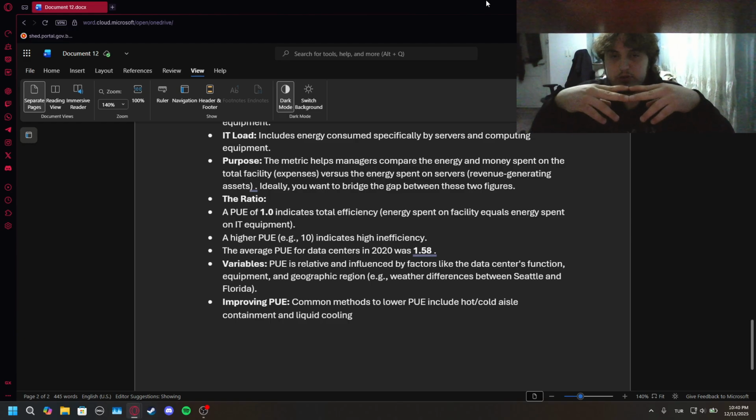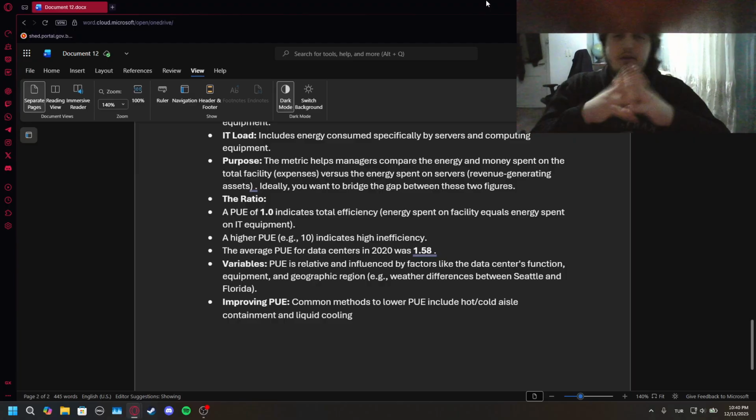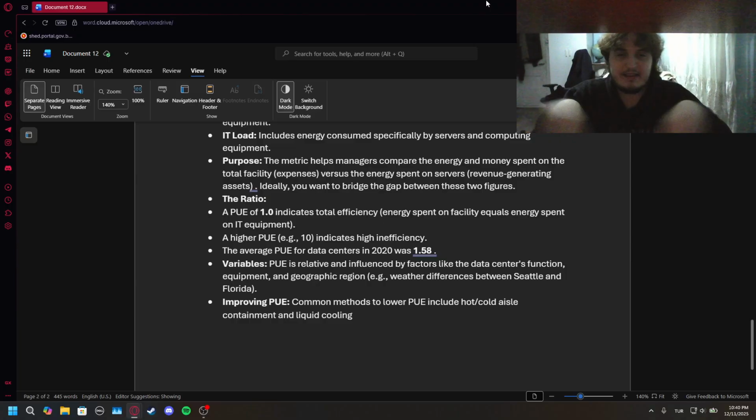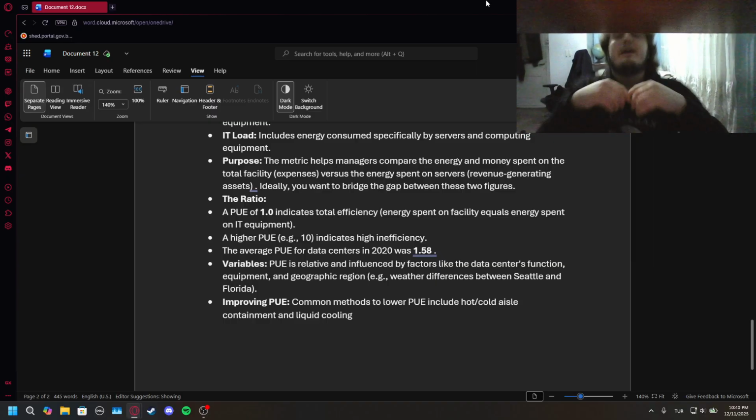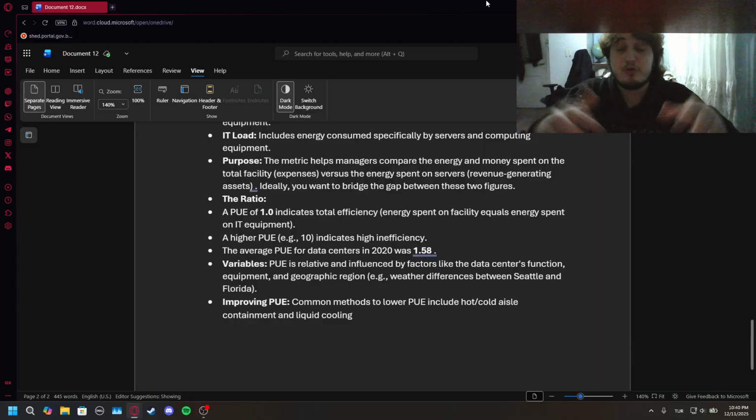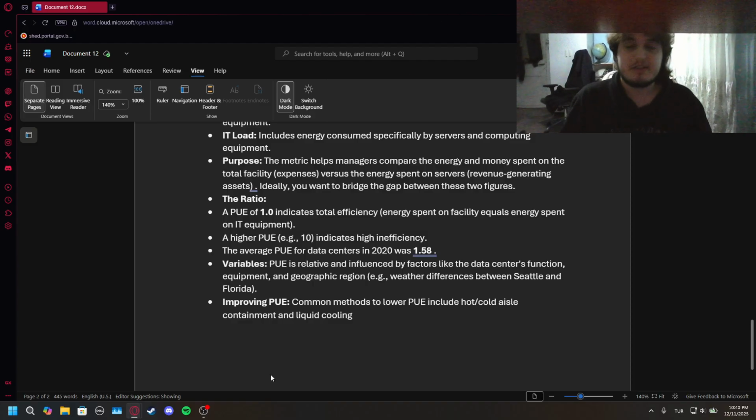Common methods to lower PUE include hot and cold aisle containment and liquid cooling. For these, you can go back to my old videos. But if I were to explain in a simple manner, hot and cold aisle basically means one side of the aisle is cold and the other one is hot. You use this efficient technique to circulate air so you can make the place cooler and make the cooling process more efficient. And liquid cooling, as you all know, is done with water and is already a really efficient method.